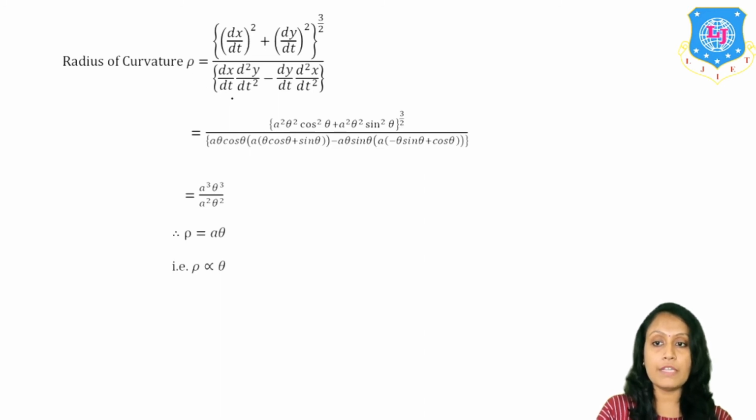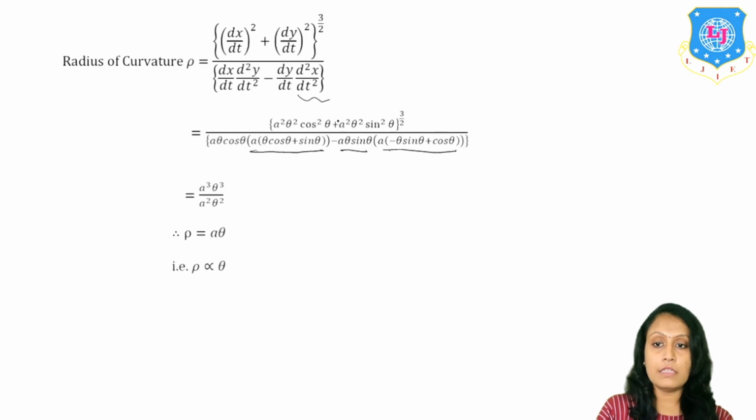Now in place of dx by dt, we have to substitute dx by d theta, that is a theta cos theta. Over here we'll substitute the answer of d square y by d theta square. Then over here we'll substitute the answer of dy by d theta, that is a theta sin theta. And over here we'll substitute the answer of d square x by d theta square. Now we have to just simplify this.